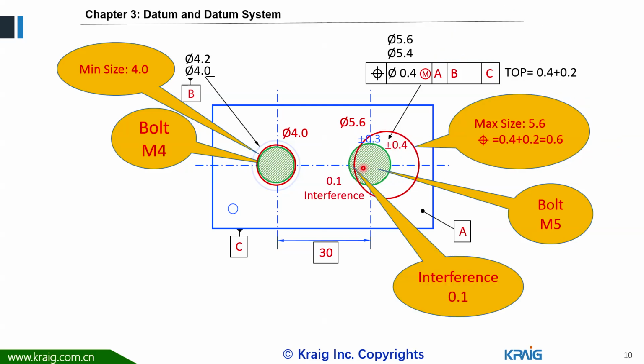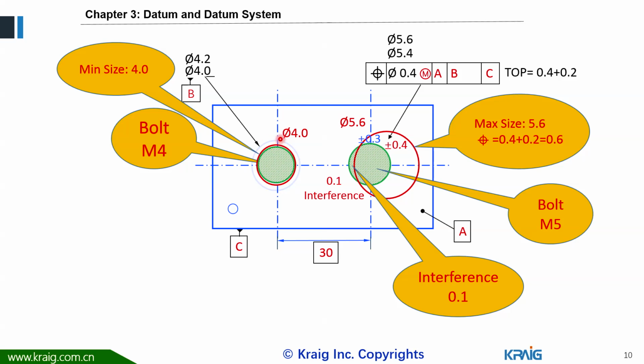What about if the position deviation is more than plus minus 0.4? For example, this hole is deviated to the right 0.4, and we know there's going to be interference between the hole and the bolt. Here there's a 0.1 interference, so there's a problem for assembly. So how to solve this problem? Then we're going to ask for help from the datum B.